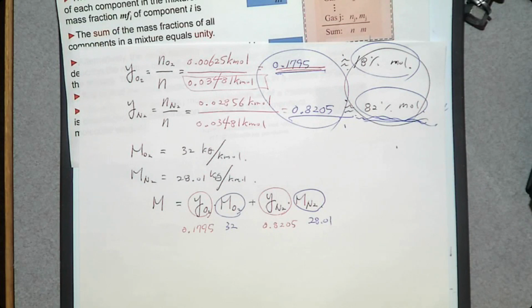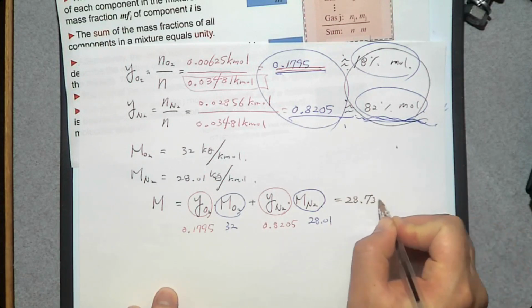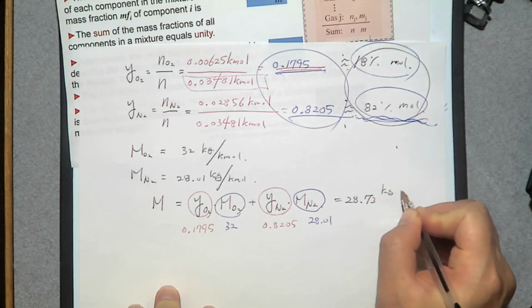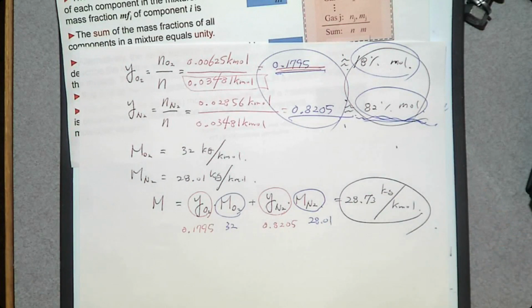The molecular weight of nitrogen is going to be 28.01. Then we get 28.73 kilograms per kilomole. Then we can use this molecular weight for the mixture of oxygen and nitrogen at this molar ratio. Okay.